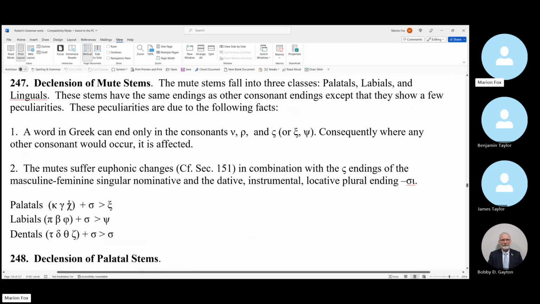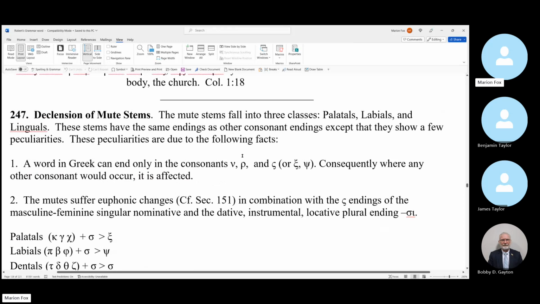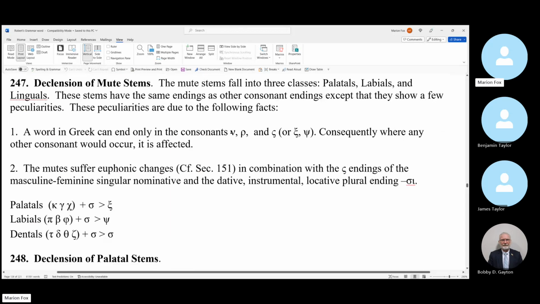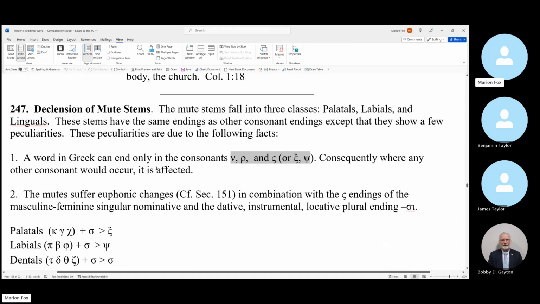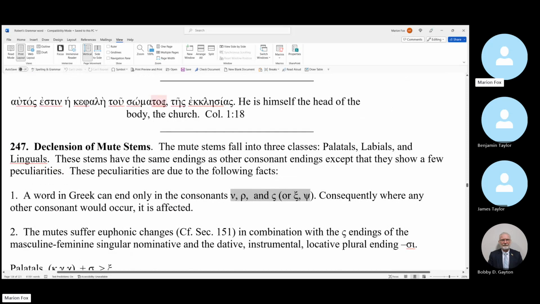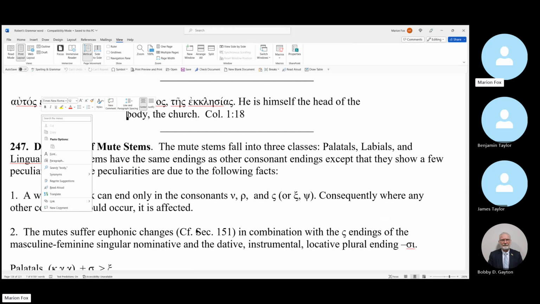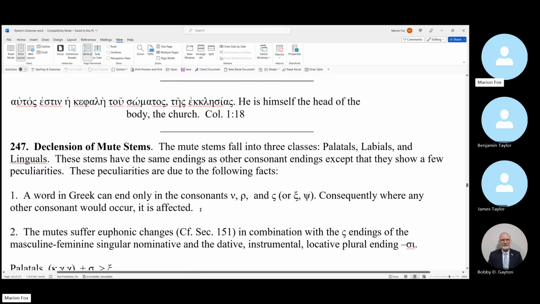So it's got to be a nu, a rho, a sigma, or a psi or xi. Those five letters are what it has to be at the end of a word. So you look: if it's a consonant, there's a sigma, there's a sigma, there's a sigma. That's a vowel. That's a vowel. That's a nu. And there's a sigma. See how your words fit in? So I think that's one way they would tell where the words ended.